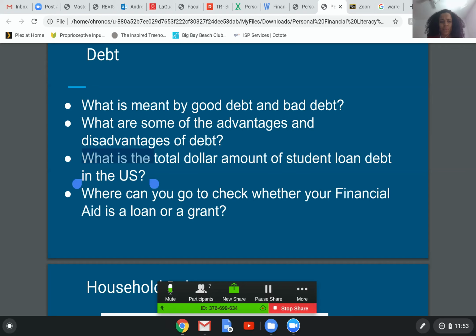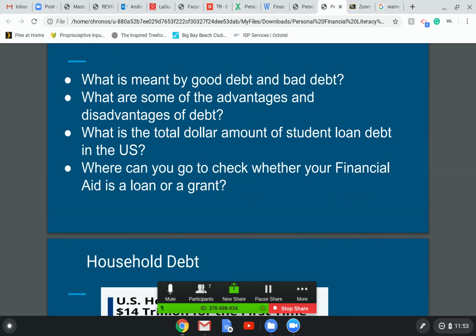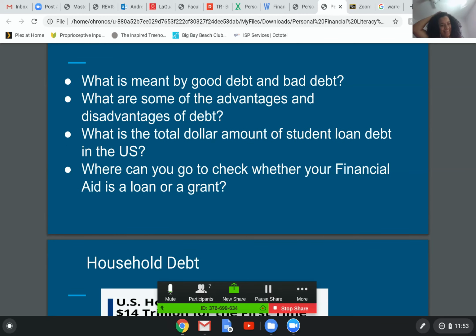Does anybody have a wild guess of what the total dollar amount of student loan debt is in the US? Any idea? Millions, probably. Trillion. Okay. Trillion. Wow.